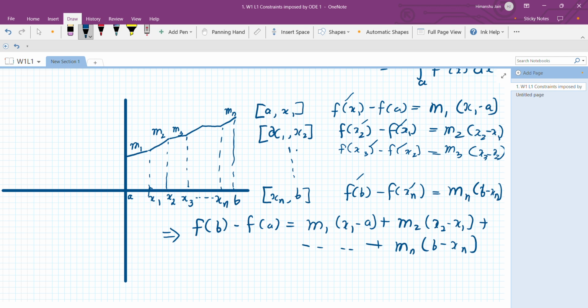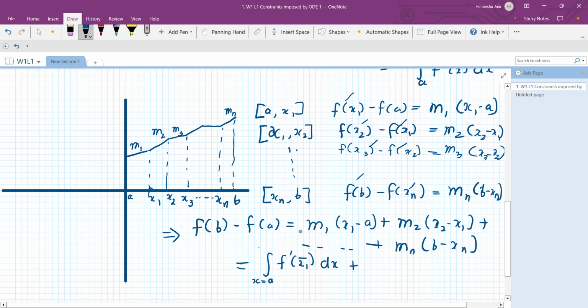So in calculus it has been said that if the function is piecewise continuous, that is, not continuous at finitely many points, then again the integral of the function exists if the function is integrable. So these points where the function is discontinuous do not create much worry for us because they are finite. So I can safely write my right hand side as the integral of f dash (x1 tilde) dx from x equal to a to x1. So this is exactly m1 (x1 minus a).